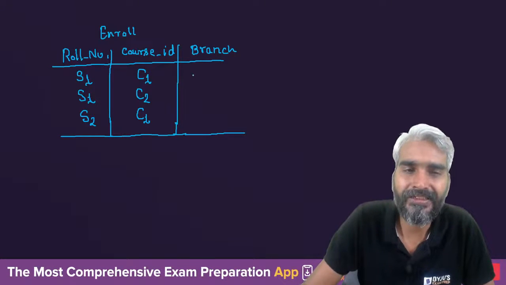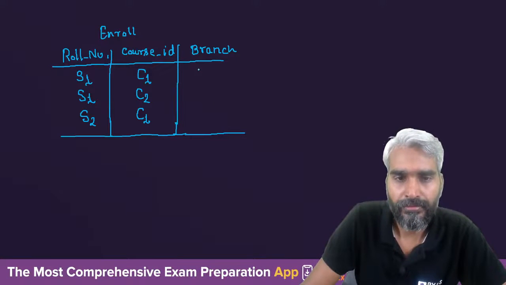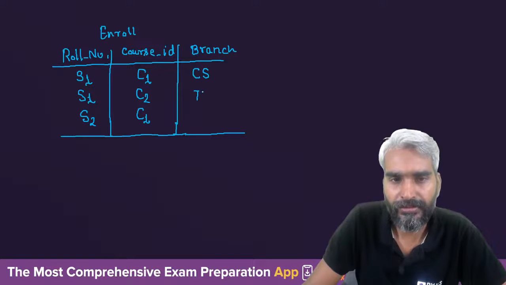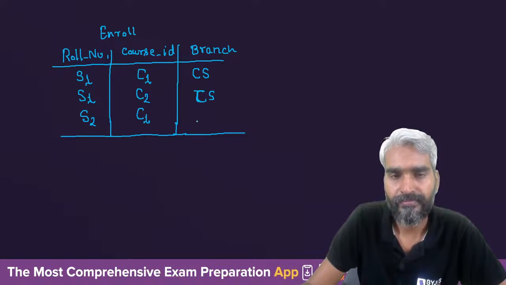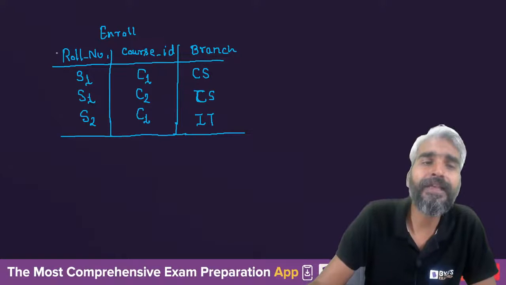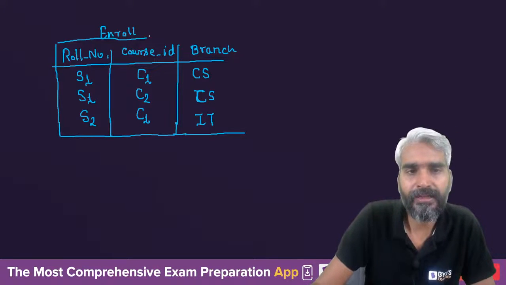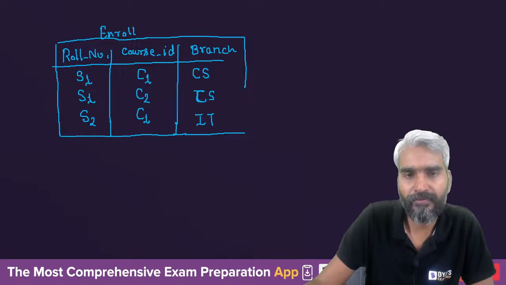Now let's assume that the branch here is CS only, and here the branch is IT. It's perfectly possible, right? Now tell me, what will be the candidate key of this relation?